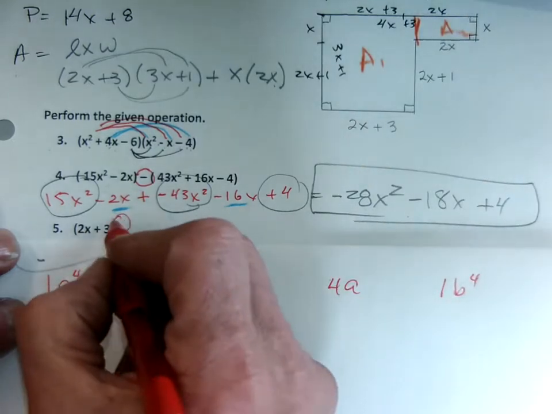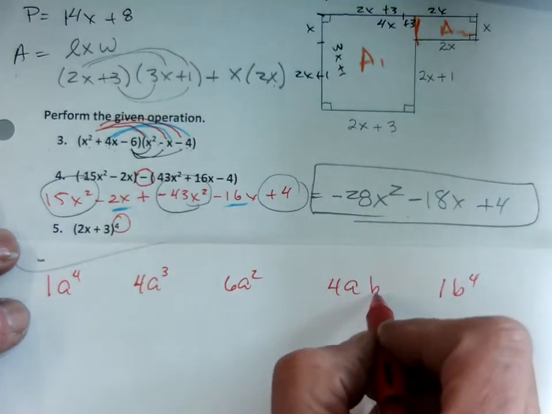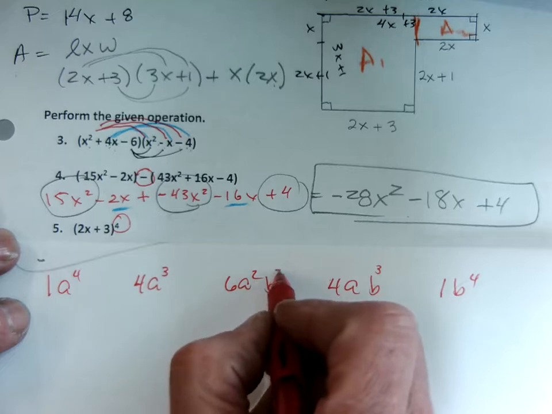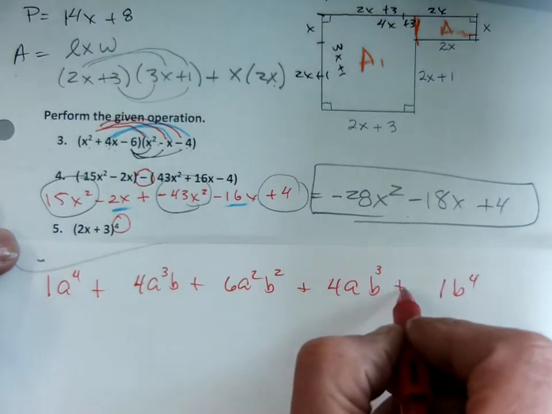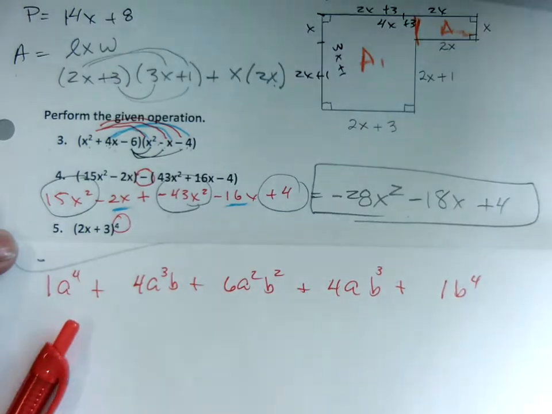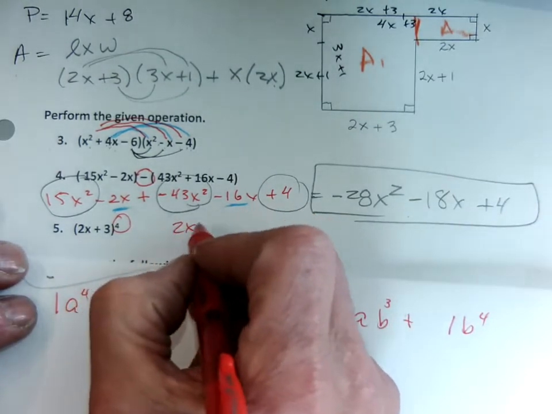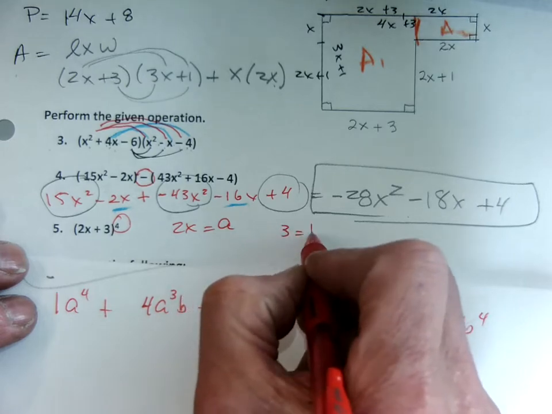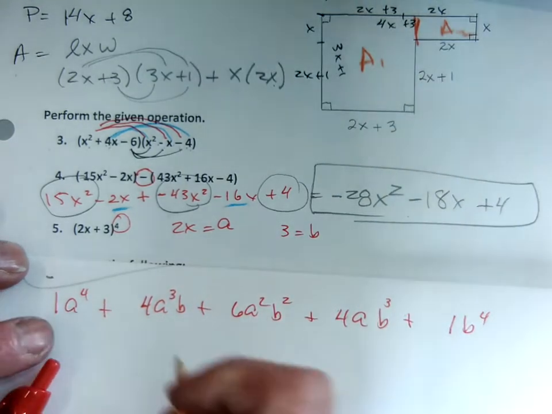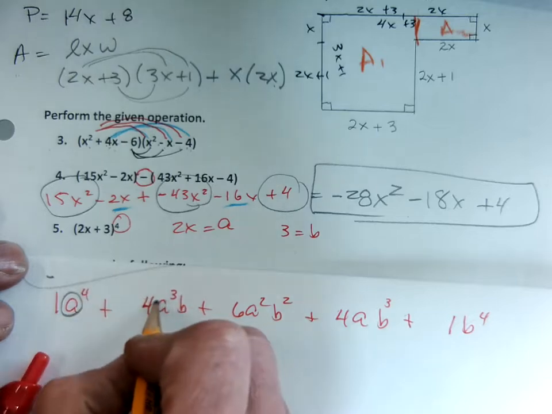B4, because we're doing the fourth row. That's what I'm doing. B4, B3, B2, B1, and no B's. Except this problem really doesn't have anything to do with A's and B's, so we're going to let 2x equal my A, and we're going to let my 3 be my B, and I'm going to substitute those values in for A and B.